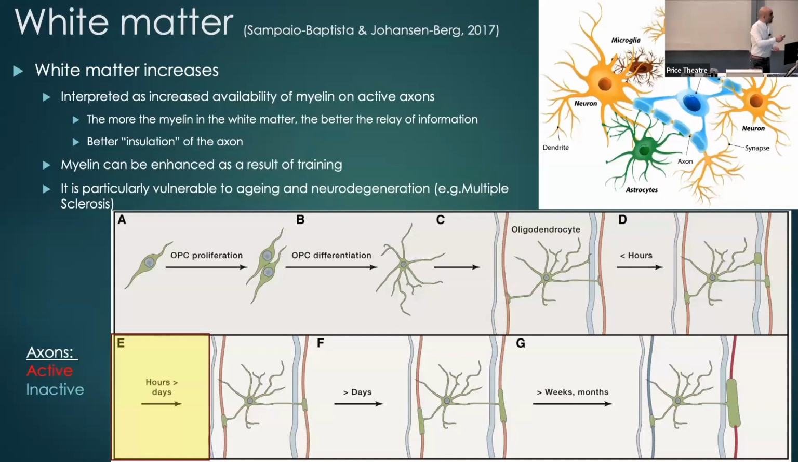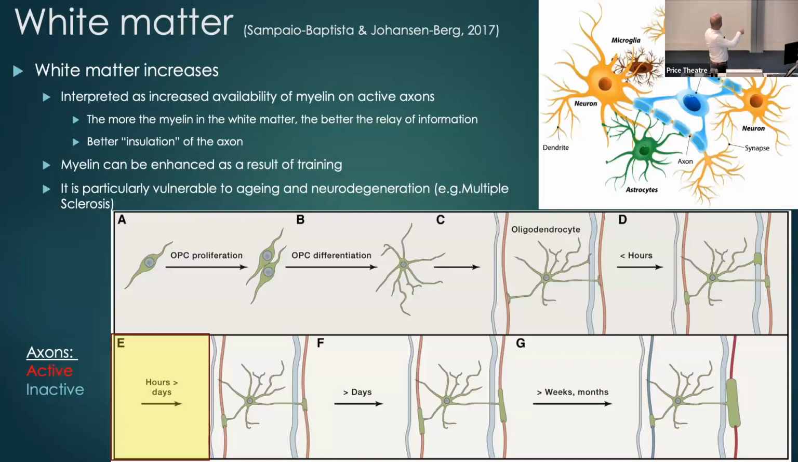When it comes to white matter, which is the axons really, the changes happen to this layer that wraps itself around the axons. We get white matter increases, which are interpreted as increased availability of myelin, this fatty lipid. And we know that the more the myelin in the white matter, the better the relay of information. So that's how it works. If you have very good insulation, then you have very good communication between brain areas. So myelin can be enhanced as a result of training. And we also know that it's particularly vulnerable to aging and also neurodegeneration, multiple sclerosis. Hold that thought, we'll come back to that.